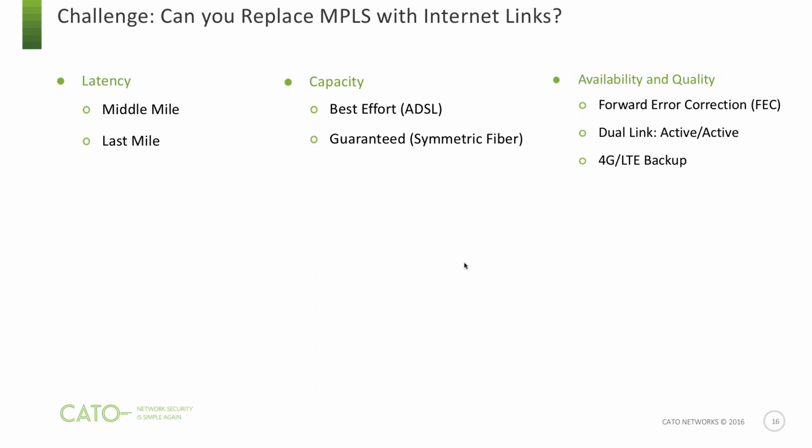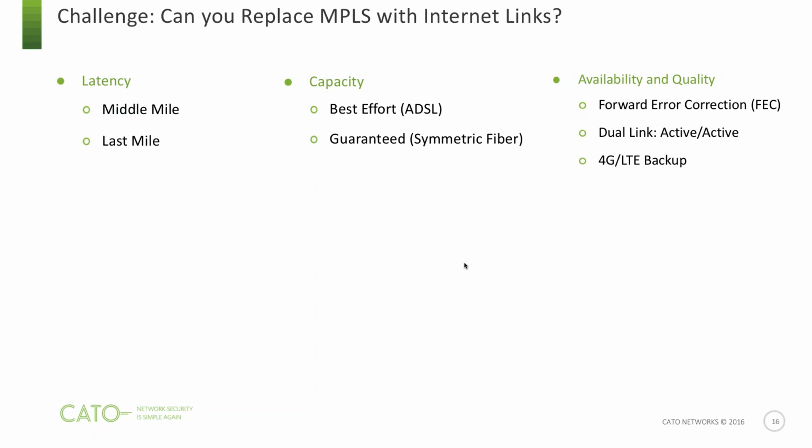Finally, the point I want to touch on here is availability and quality. One of the things that you want to look at is different techniques and tactics to improve the overall availability and quality of your internet-based connection. So the first one is forward error correction.